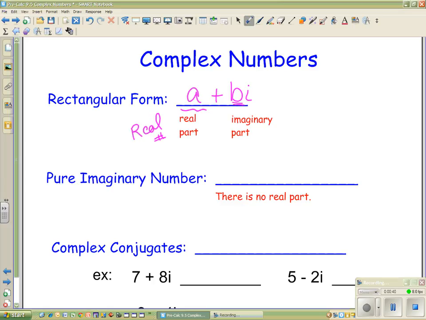In a pure imaginary number, you don't have any real parts. So I end up with 0 for my real number plus bi. Well, we can see how that shortens up to just bi. So you get just the imaginary portion of it.